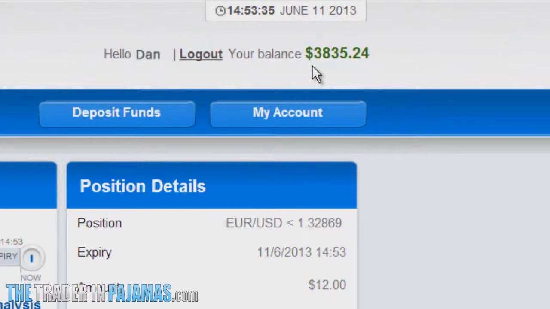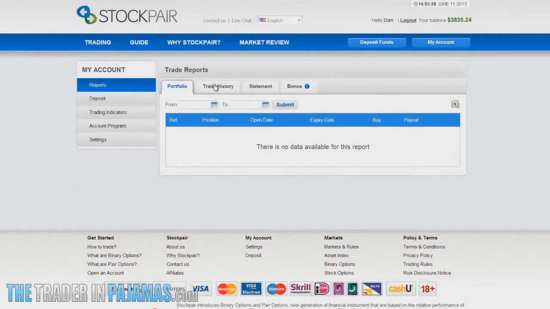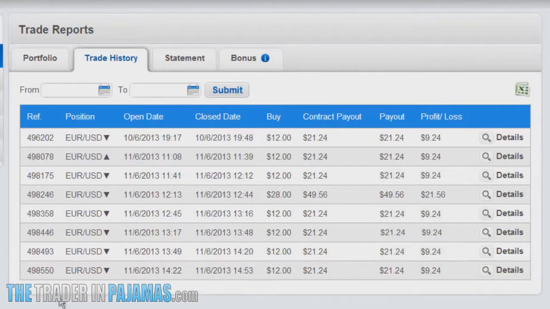Now I can check my trade history at any time, and I want to show you that right now. If I click on the My Account tab at the top of the screen, then click on the Trade History button, you're going to see a list of all the trades I've submitted. It shows all the information regarding all the trades we've done. Let's scroll right down to the bottom of the list. And here we see our winning $12 trade that we just submitted together.